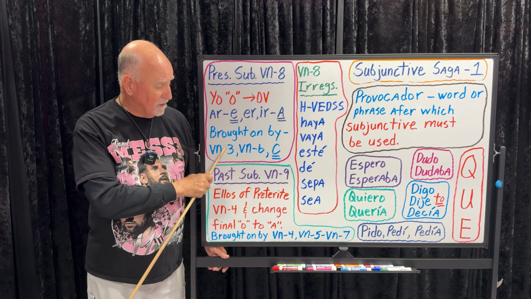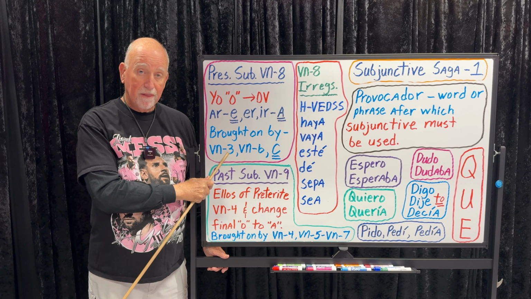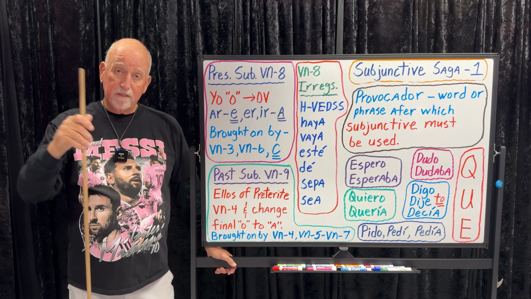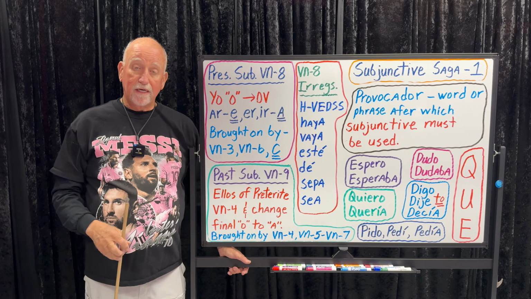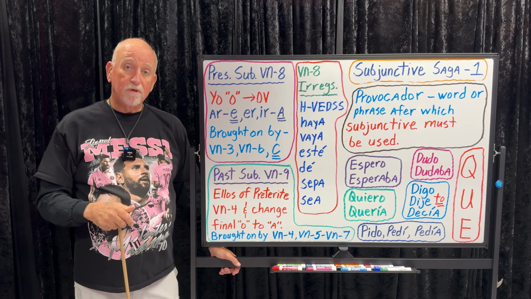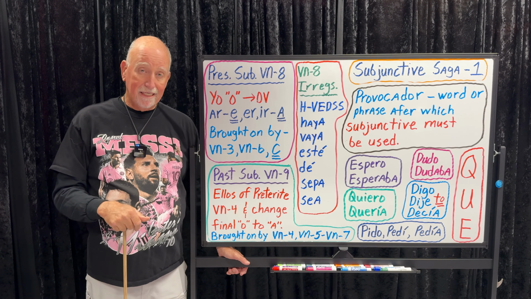So anything present with a 3 in front of it in your verb numbering, it's going to bring on the present subjunctive if it's a provocador. If you go into the future, you're going to bring on the present subjunctive. I will tell her to study. Le diré que estudie.